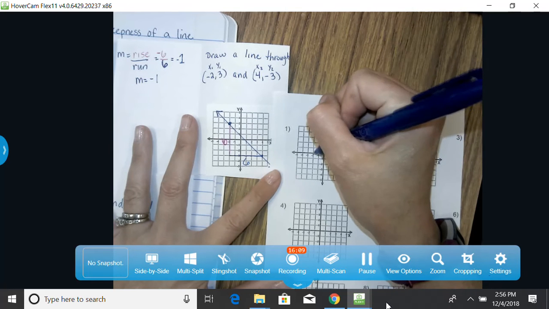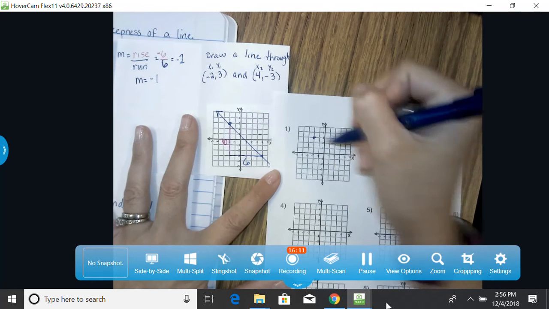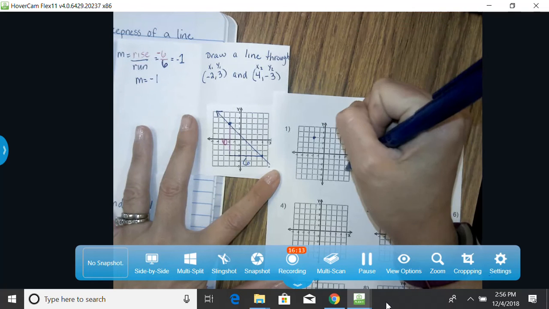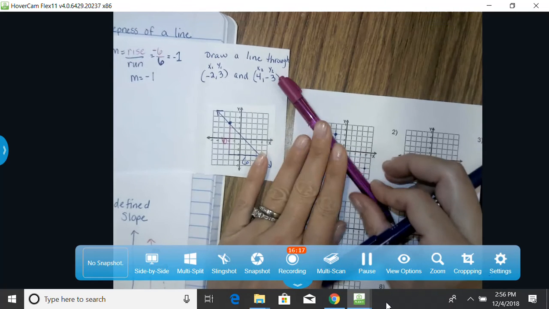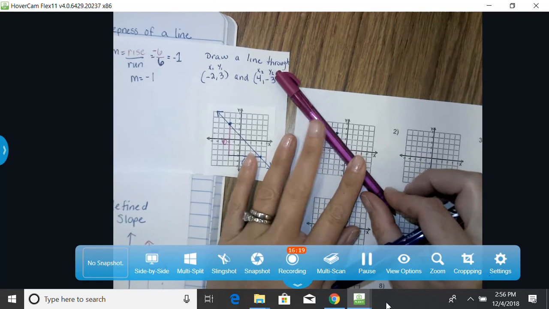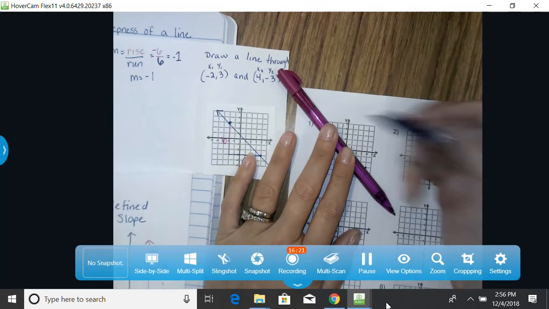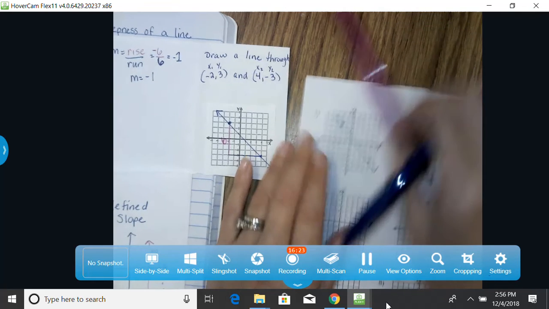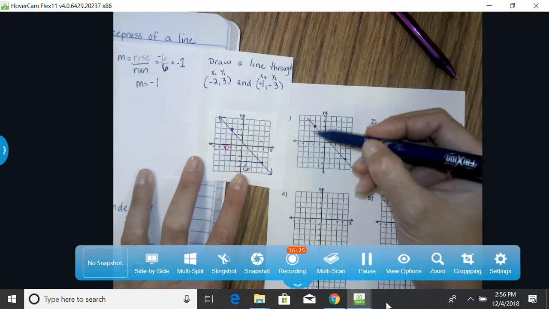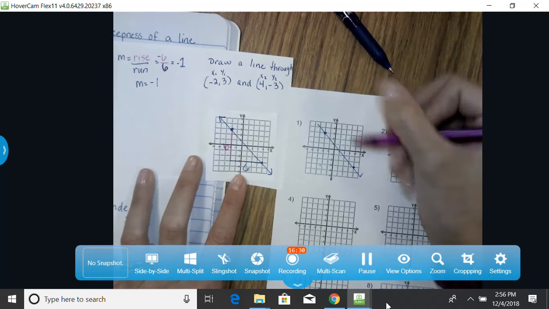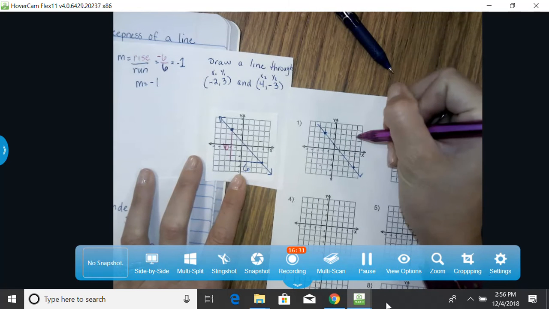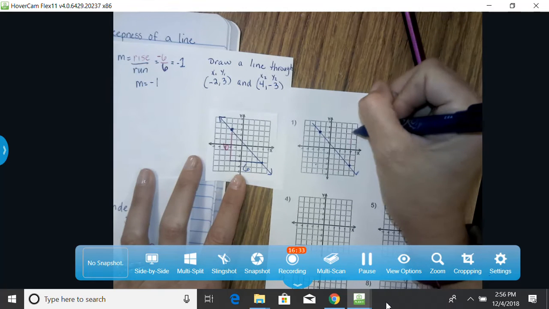-2, 3, 4, -3. You can really use anything as a straight edge. So instead of falling and running, I'm actually going to rise and run backwards.